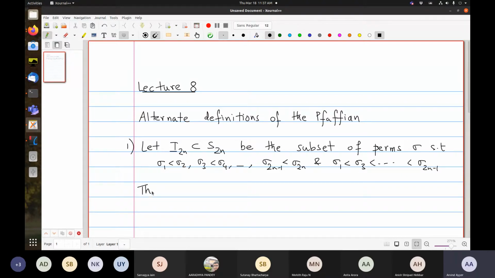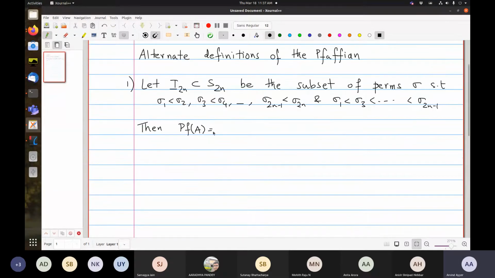So then the Pfaffian, okay, so write the formula. Sum over sigma in I2n, sign of sigma. This is the usual sign of a permutation. Times A sigma 1 sigma 2, A sigma 3 sigma 4, etc., A sigma 2n minus 1 sigma 2n.